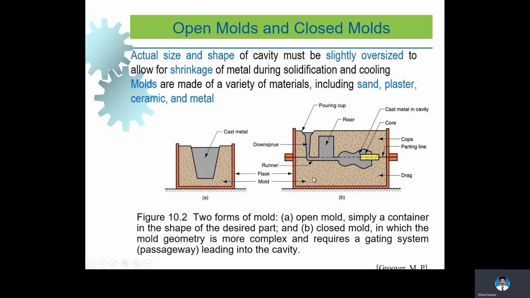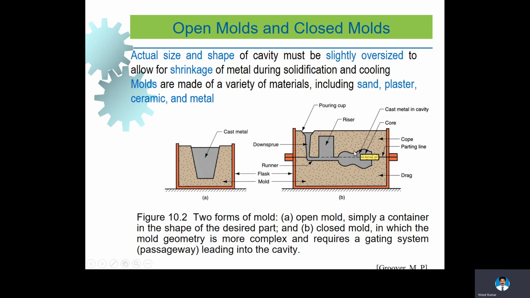But when we come to closed mold, which consists of two parts, upper part and lower part. Upper part is called cope, and lower part is called drag, which consists of a pouring cup, a downsprue, which is basically a channel, then a riser, which is a reservoir, and then through the channel, this is the cavity. This is the shape of the product we have to produce.